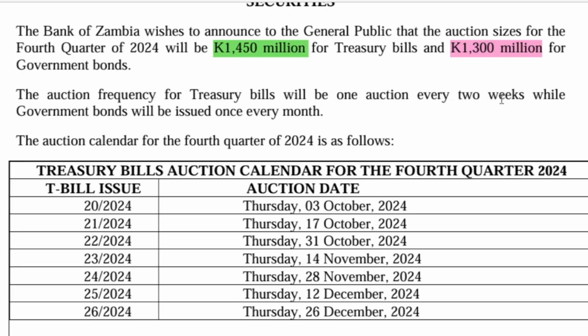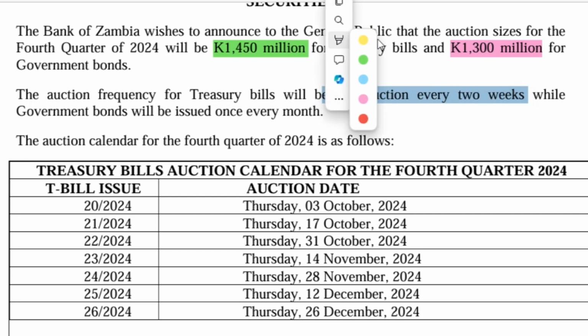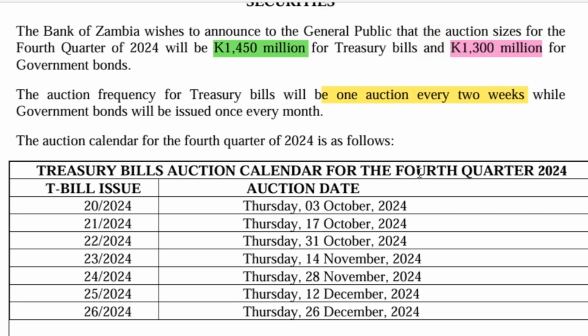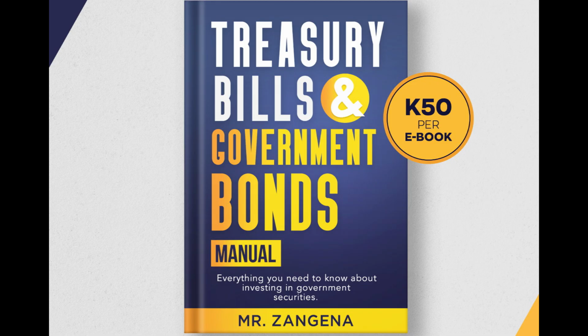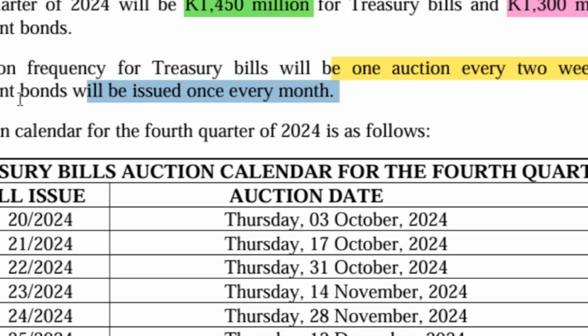There is another part which says the auction frequency for treasury bills will be once every 2 weeks. Now this is something that we know. For those that have read the treasury bills and government bonds manual, they know that treasury bills are auctioned every 2 weeks, while government bonds are issued once a month. If you want to buy treasury bills, you can do so every 2 weeks. You only have an opportunity once a month to buy a government bond.